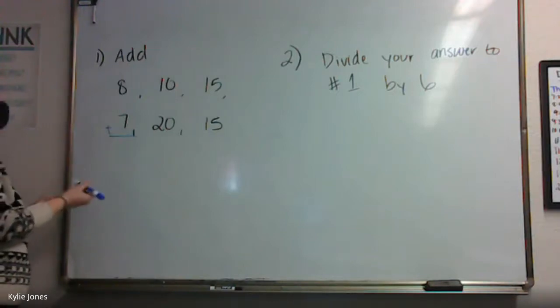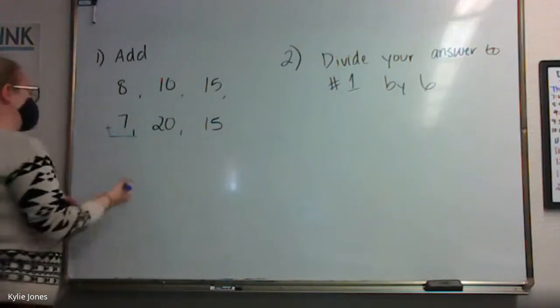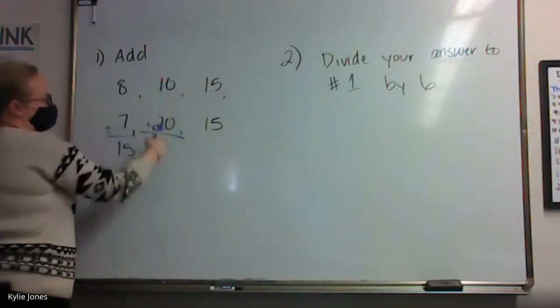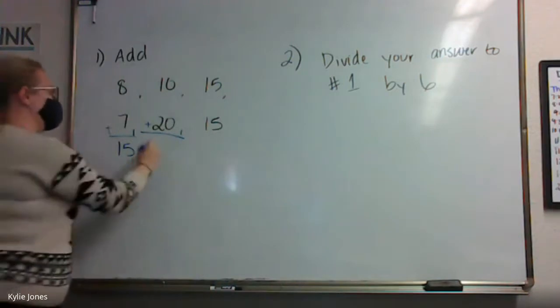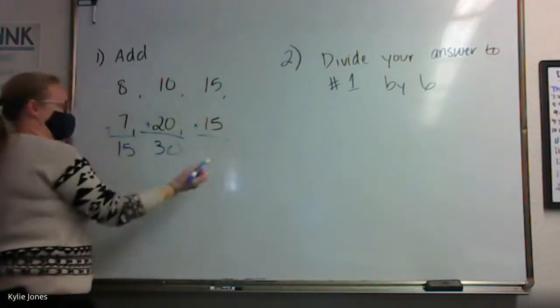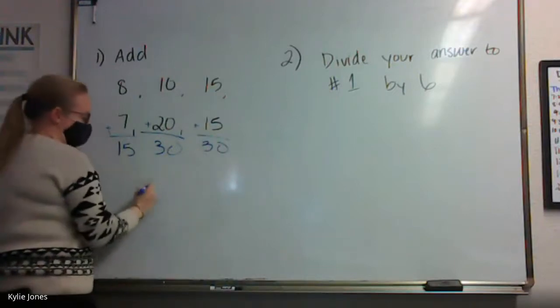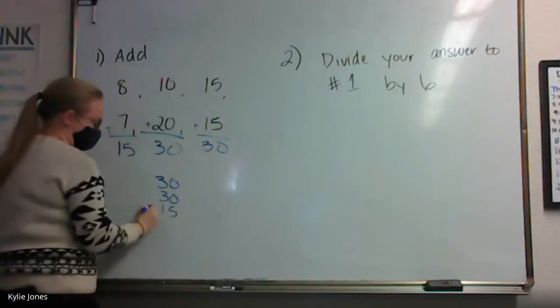8 plus 7 is 15. Okay, and then I'm going to do 10 plus 20 because they're already kind of lined up. So 10 plus 20? 30. And then we have 15 and 15. When you add, what do you get? 30 again. So now we have 15, 30, and 30. Let's add those. 30, 30, 15.